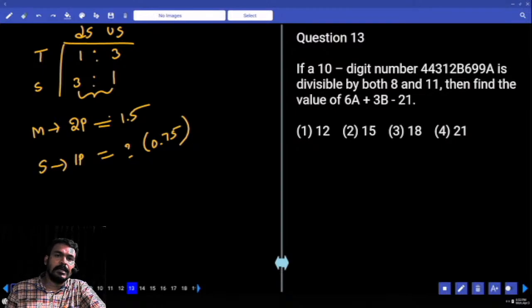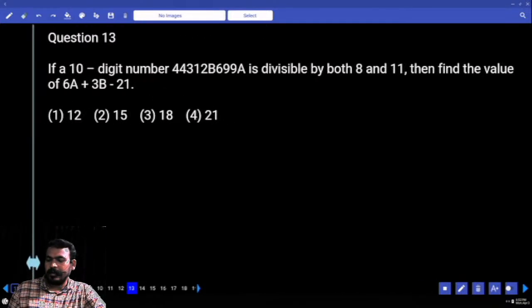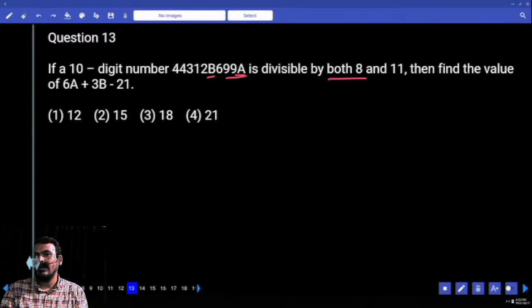Next question number 13. If a 10-digit number 44312B699A is divisible by both 8 and 11, find the value of 6A plus 3B minus 21. And here, divisible by 8 and 11 means how many unknowns do we require? B and A, 2 unknowns. If we require the A value first, do we verify the last 3 digits or first 3 digits? Last 3 digits. Last 3 digits means divisibility of 8.